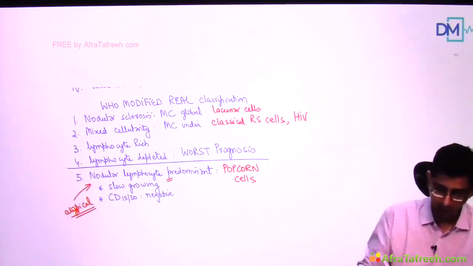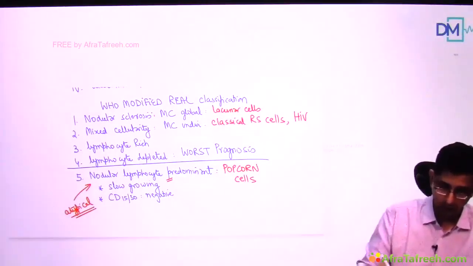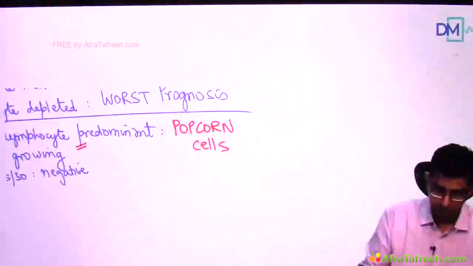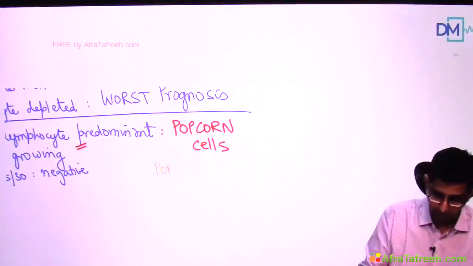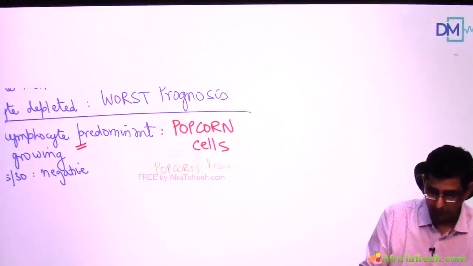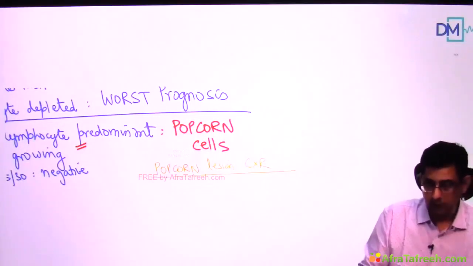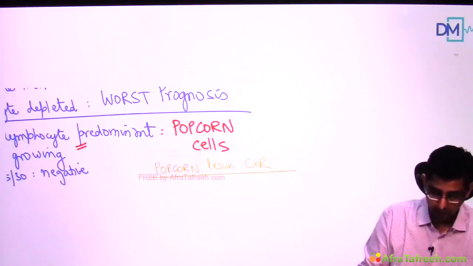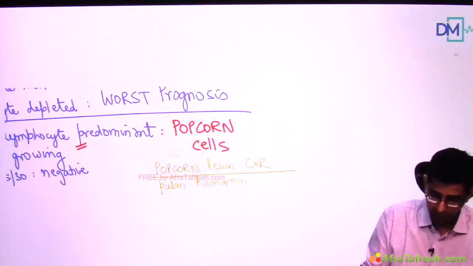Related MCQs that I can relate here: remember that a popcorn lesion on a chest X-ray is a feature encountered in patients who have a benign tumor of the lung, and the benign tumor of the lung is called pulmonary hamartoma.